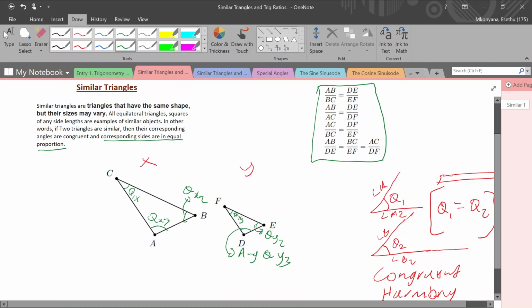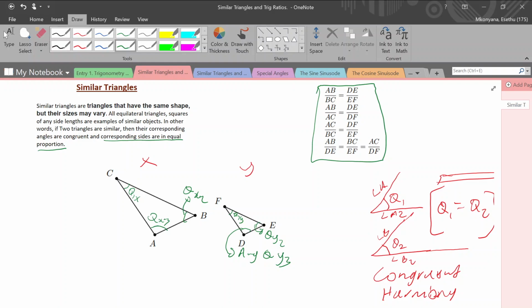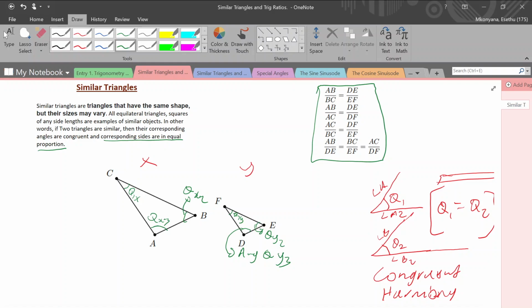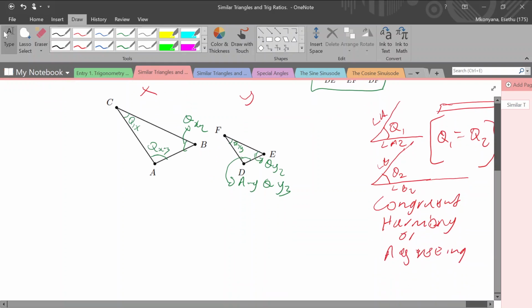I'm going to get to this when you get into geometry. For now, I just want you to make sure that you understand that concept: because of these angles being the same, that condition is going to be true. That's what similar triangles are all about. Now, let's get into this idea. Maybe let me write this down also.